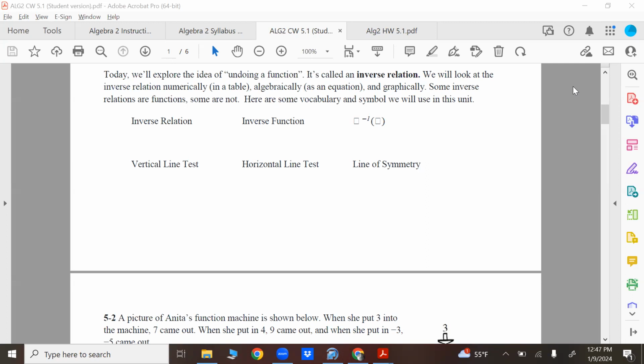And we'll have a name for that, but we'll get there when the time's right. But for now, we're just going to focus on inverse relations when you switch operations, basically. So we'll look at it in a tabular format, algebraically, and graphically.